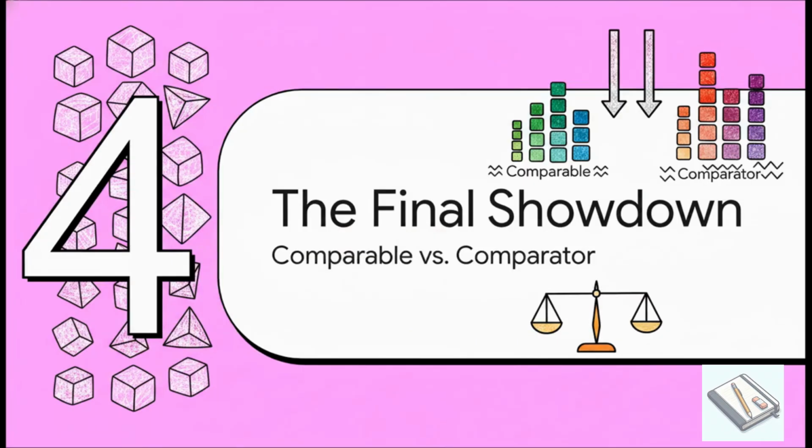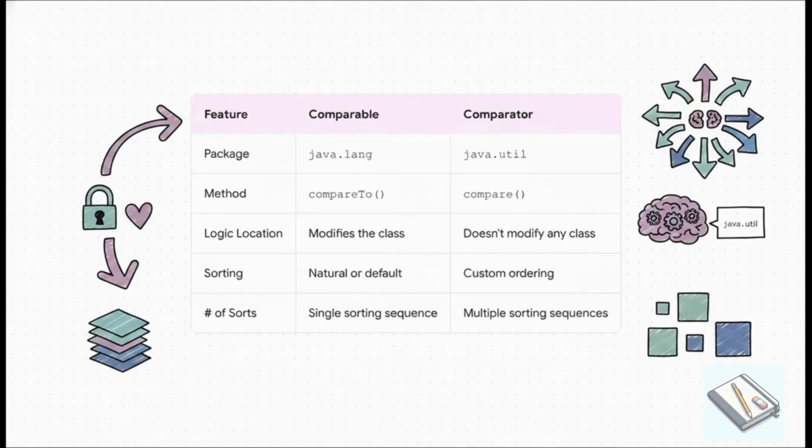All right, so we've looked at both of them in action. Let's do a quick head-to-head, a final showdown, to really lock in the differences between them. This table lays it all out perfectly. You've got Comparable over here, Comparator over there. You can see the different packages, the different method names, but the really big takeaways are the last three rows. Logic location, inside versus outside, sorting type, default versus custom, and number of sorts, single versus multiple. That's the whole story right there.